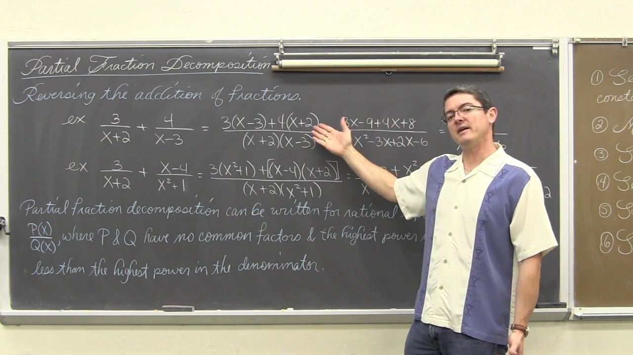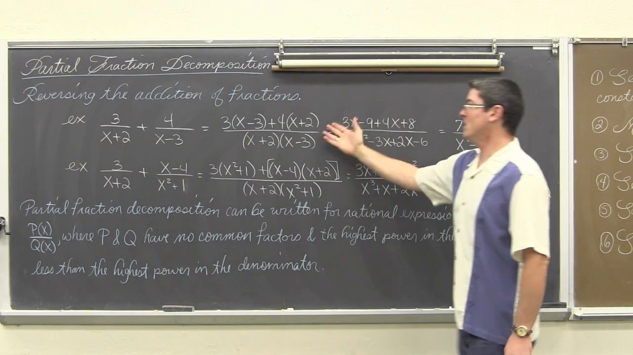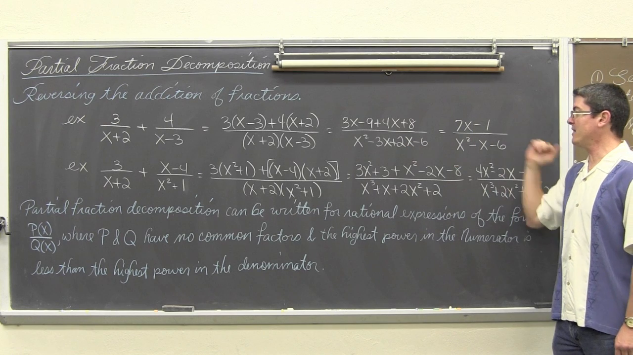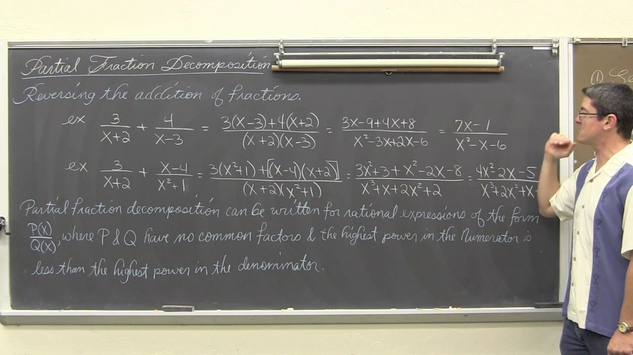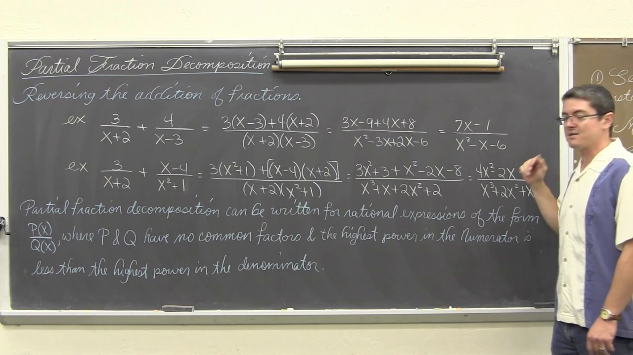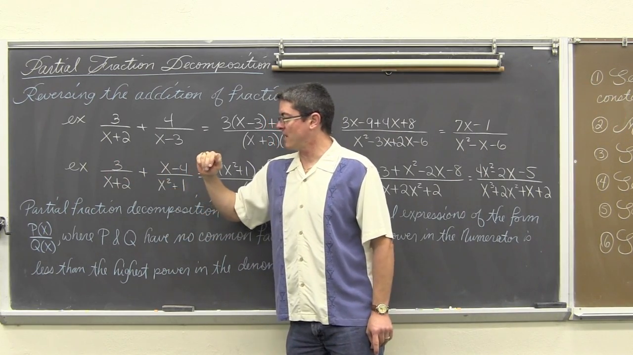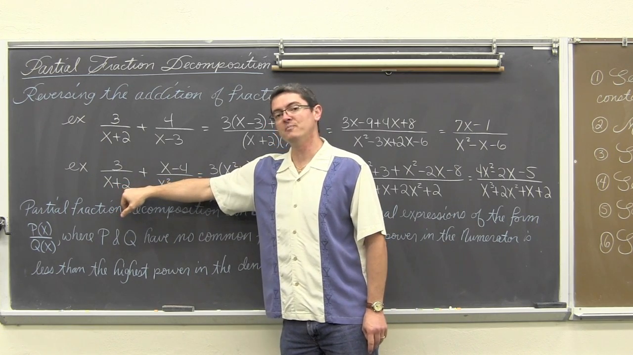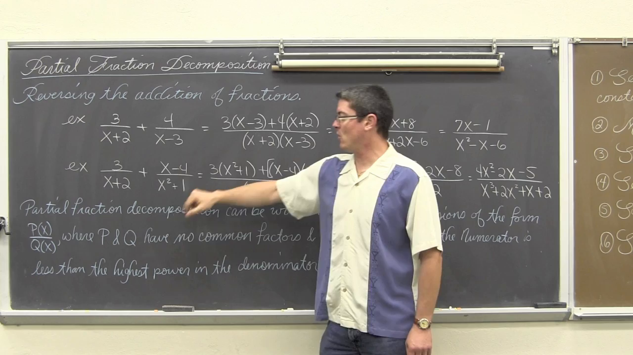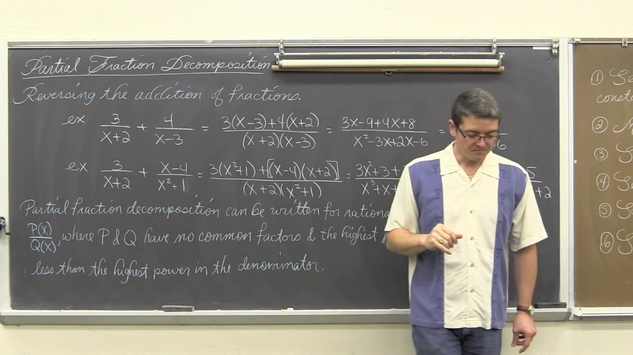I'm showing the steps for finding common denominators because these two denominators have no common factors. So we find those common denominators, we simplify the numerator and denominator, and finally write our answer as 7x minus 1 over x squared minus x minus 6. I've got another example here where I've got 3 over x plus 2, which is a linear expression, plus x minus 4 over x squared plus 1, a quadratic denominator.